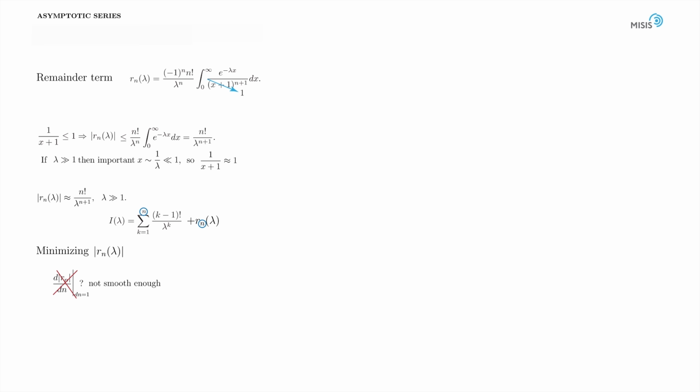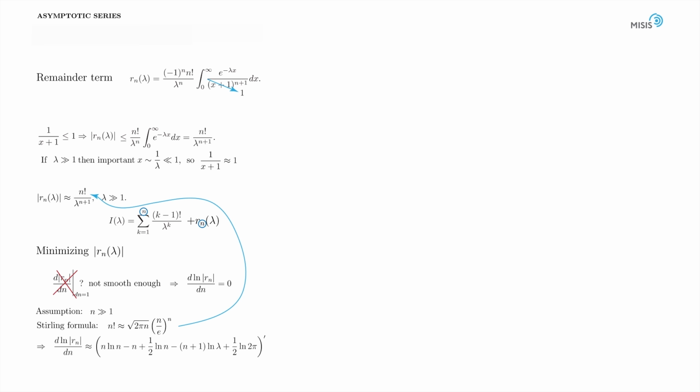Lambda is large, so we'll assume that the corresponding n is going to be large as well. Keeping this in mind, let's use the approximate formula for the factorial. It's a so-called Stirling formula. We'll prove it for you in the next lecture, but now let's just take it for granted. Next we plug it into the formula for the remainder and take the log derivative. And the result is as follows.